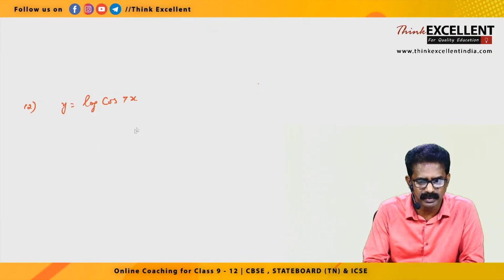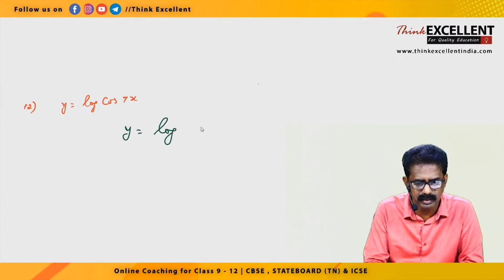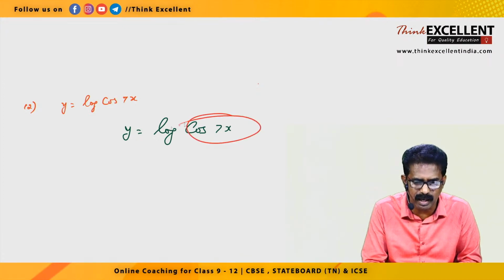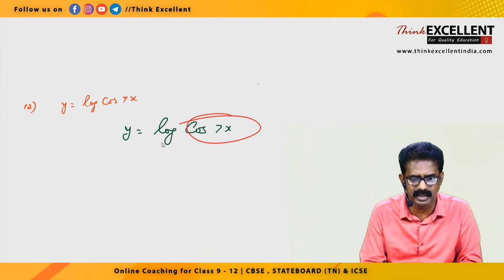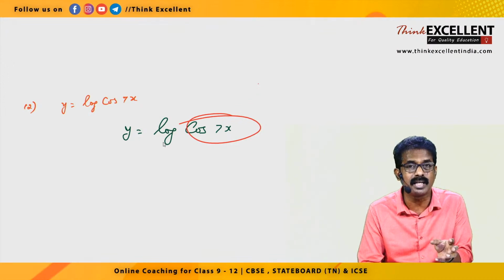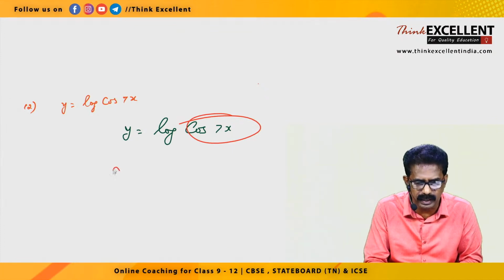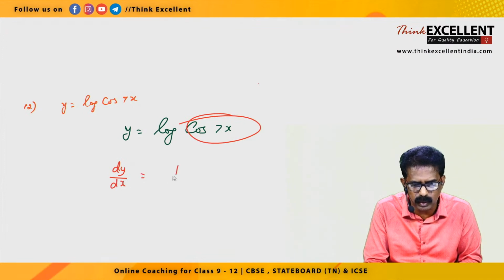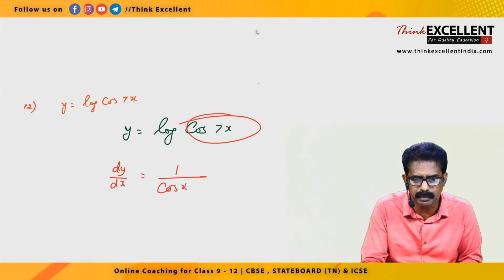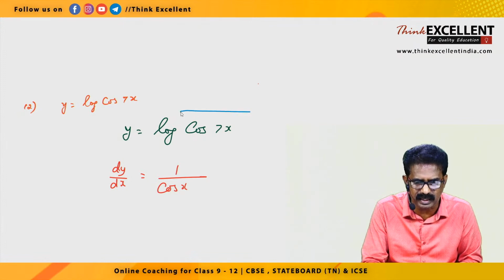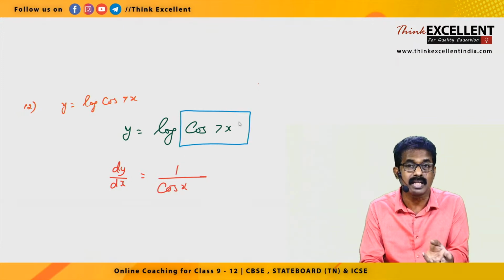Which type is this one? First you see this is of which type? This is of the type log x, right? What's the derivative of log x? 1 by x. I am taking the whole thing as x. So dy by dx is log x derivative, 1 by x, that is 1 by cos 7x. Don't stop now. Which one have we taken as x? We have taken this cos 7x as x, right? So we have to differentiate this cos 7x.